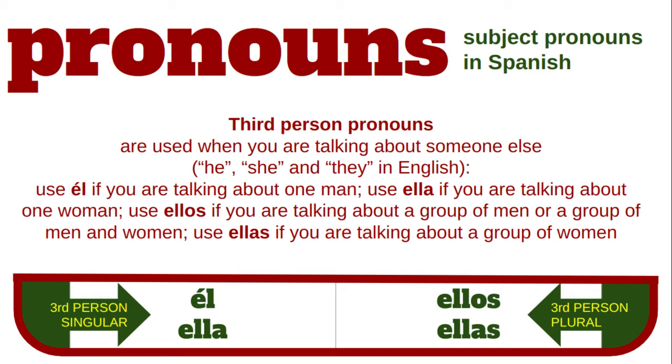You use él if you're talking about one man, it means he. You use ella if you're talking about one woman, it means she. You use ellos if you're talking about a group of men or a group of men and women. And use ellas if you're talking about a group of women. So basically, ellos is the plural form of él, and ellas is the plural form of ella, for he, she, and they.